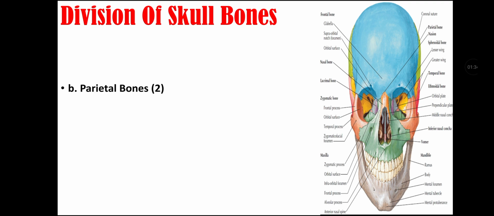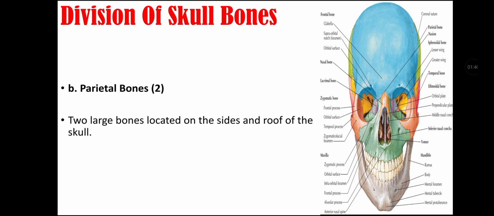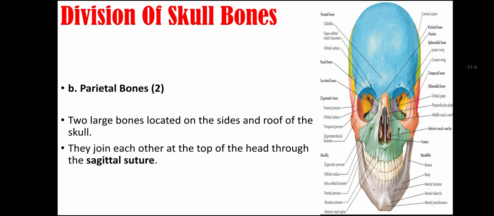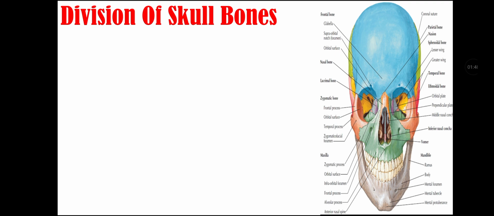Second cranial bone we have is parietal bone, that is paired bone, that means there are two parietal bones in every skull. There are two large bones that are located on the sides and roof of skull. They join each other at the top of head through the sagittal suture.